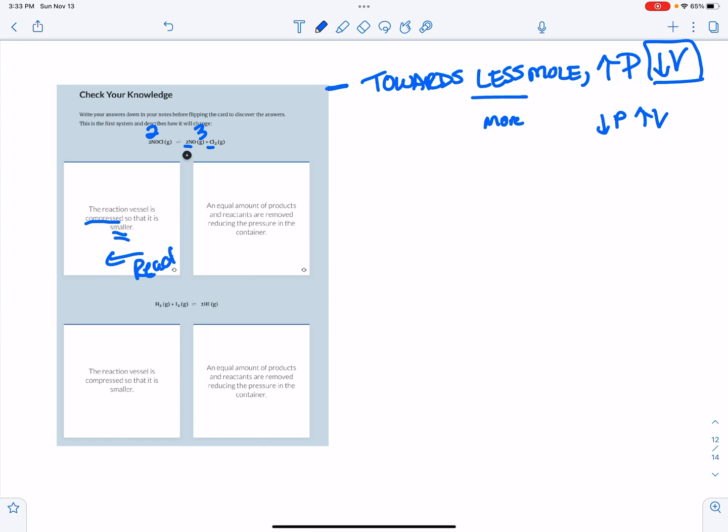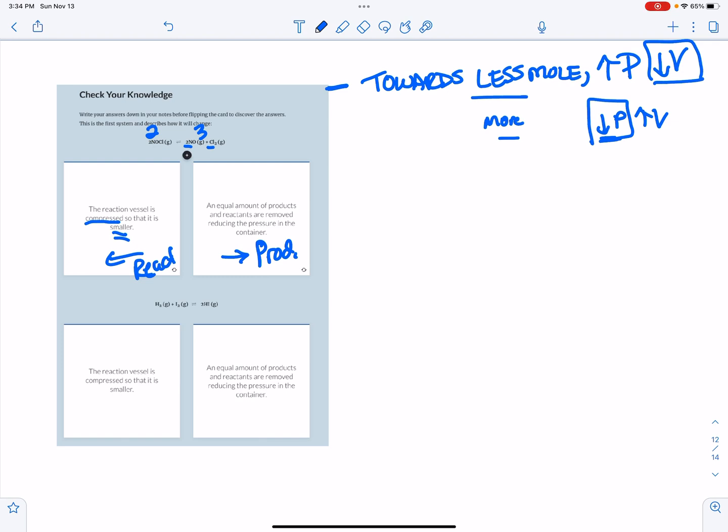Now this next one, equal amount of products and reactants are removed, reducing the pressure in the container. So that's this scenario, less pressure. So that's going to be shifting in the direction of more moles. So that's going to be shifting towards the products. And it's important that we're saying that they are both removed, because if one was removed, then we'd be talking about concentration plus pressure, and that gets confusing. So we're just having them removed equally.